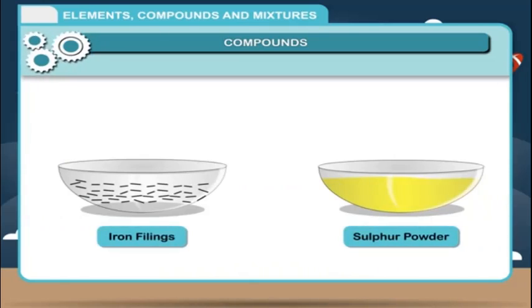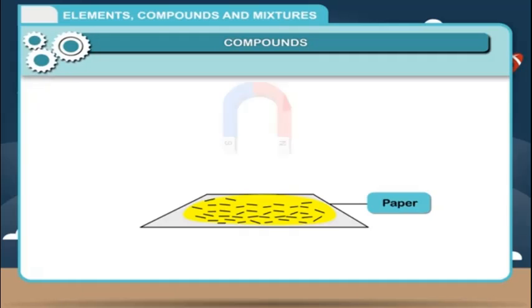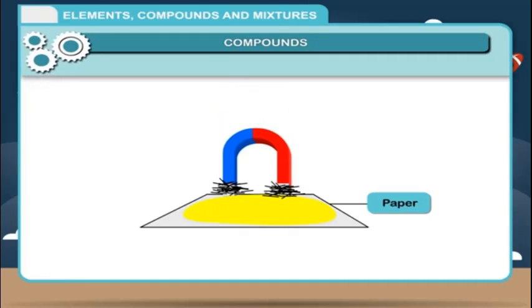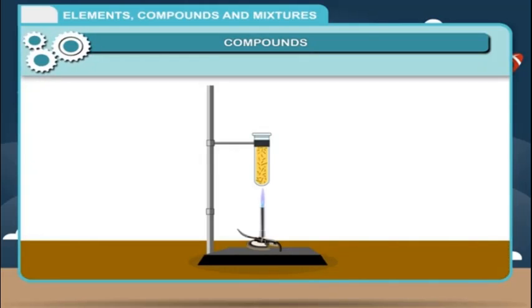Let us take some iron filings and sulfur in 1:1 ratio and spread them over a paper. Now bring a magnet near this and see that iron filings start sticking to the magnet. Sulfur is seen as a yellow substance. Transfer the mixture in a test tube and heat for a long time. You will notice that even after you stop heating the mixture, the test tube continues to glow for some time.